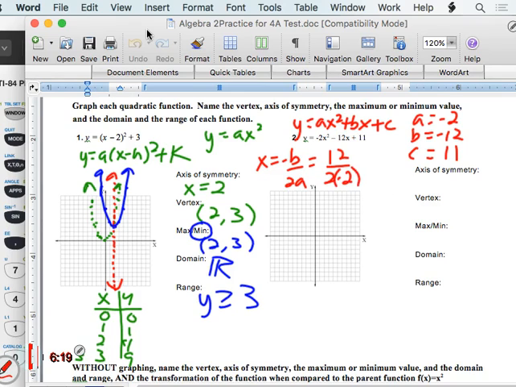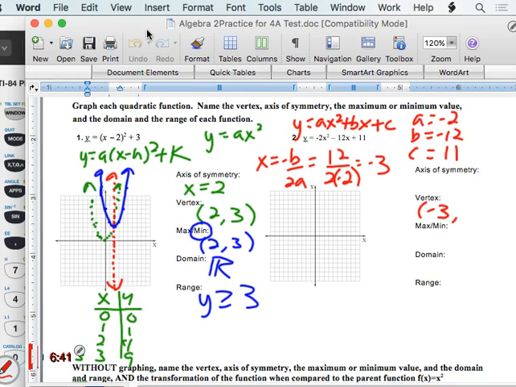Did not start to look like a -2. So what will we get for the x? 12 over -4, which would be -3. So far for our vertex, we know it's -3 something. How do we find the something?